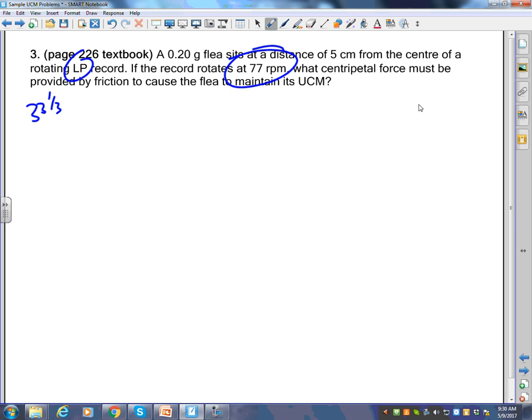All right. So back to our poor flea on the record here. We've got a 0.20 gram flea sitting at a distance of 5 centimeters from the center of a rotating LP record. The record rotates at 77 RPM. What centripetal force must be provided by friction to cause the flea to maintain his UCM?